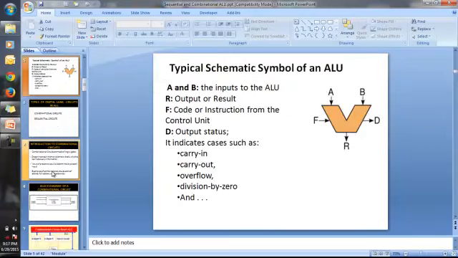Here you can see a block diagram of ALU. This is the typical schematic symbol of an ALU. This diagram shows A, B, D, R and F. A and B are the inputs to the ALU, whereas R is the result or the output. F is the code or instruction from the control unit. D is the output status. The output status is completely different from the output or the result. Here it indicates cases such as carry in, carry out, overflow, division by 0, and so on.